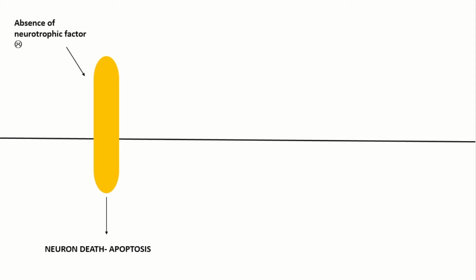Now, if the neurotrophic factor isn't present, then instead of the signals producing growth and maintenance factors, the signals trigger neuron death through the process of apoptosis. This apoptosis of neurons leads to the symptoms that we associate with Alzheimer's disease, for example, memory loss and confusion.